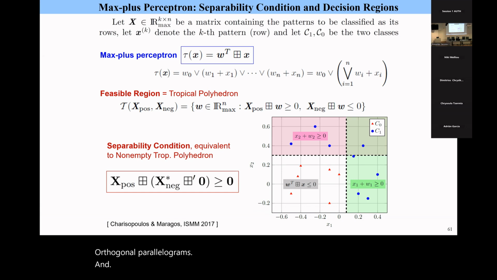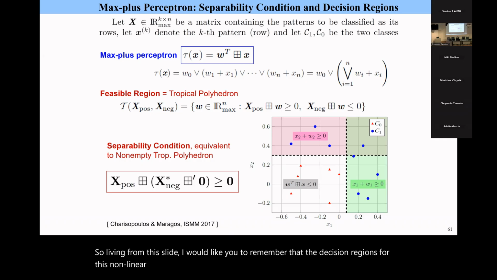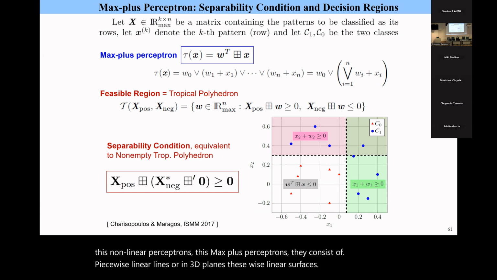And what happens now if we don't have this separability condition? Leaving from this slide, I would like you to remember that the decision regions for these nonlinear perceptrons, these max plus perceptrons, consist of piecewise linear lines, or in 3D piecewise linear surfaces, whose directions are parallel to the axes.